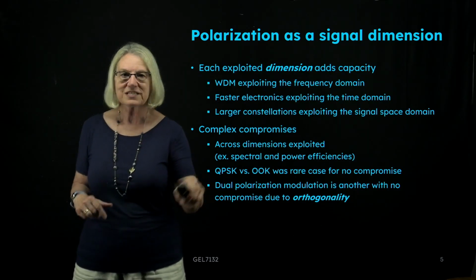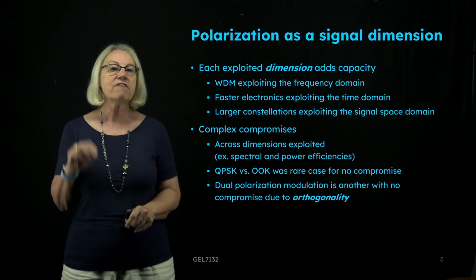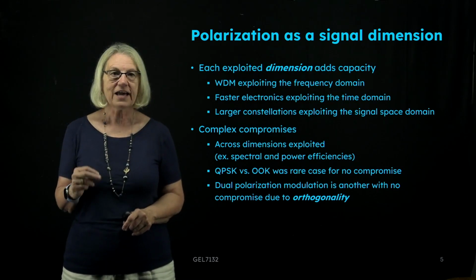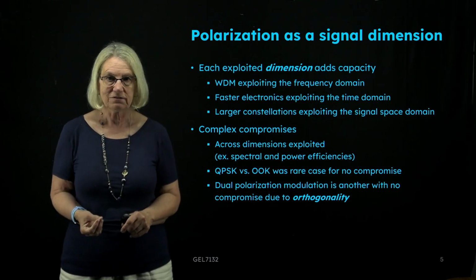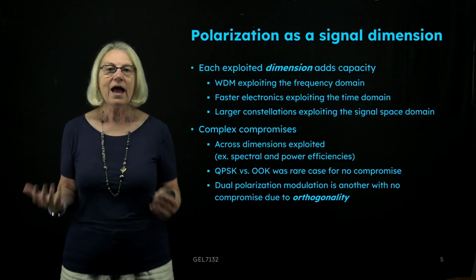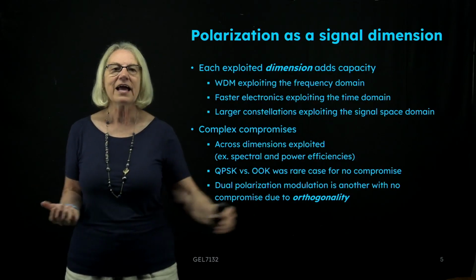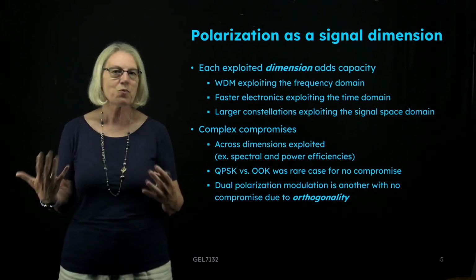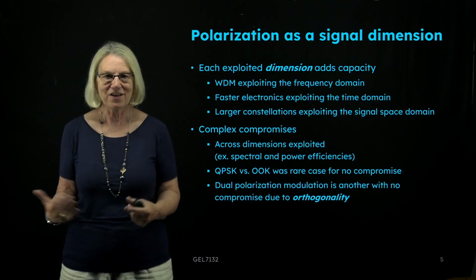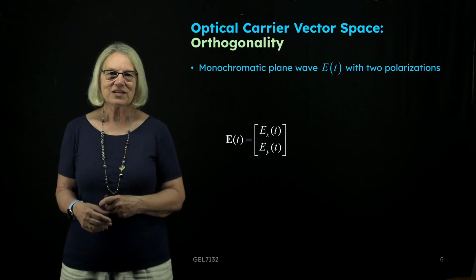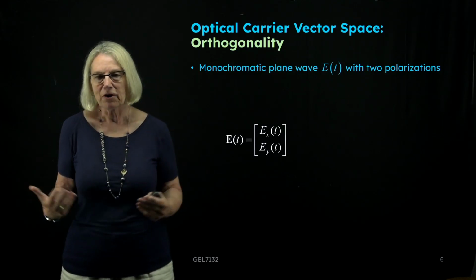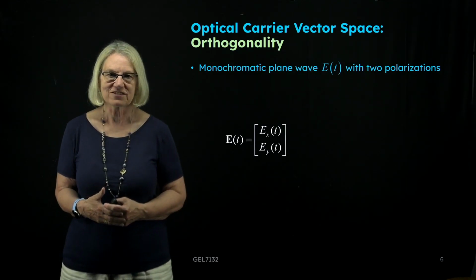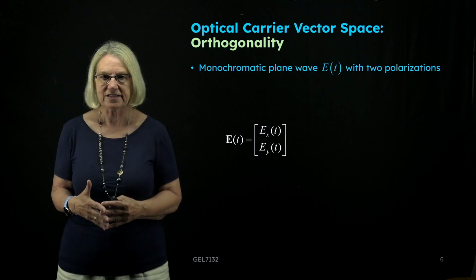Now, dual polarization is a modulation where there's very limited compromise. I can add a polarization dimension and double my capacity, and that's because I'm adding an orthogonal dimension, in that these two polarizations are orthogonal to one another. So let's get into what I mean by orthogonality, in particular for polarization. Now we're focusing on the polarization multiplexing part.